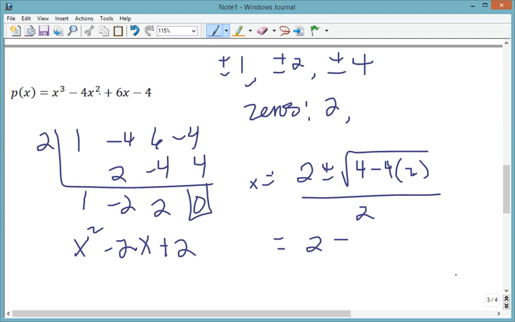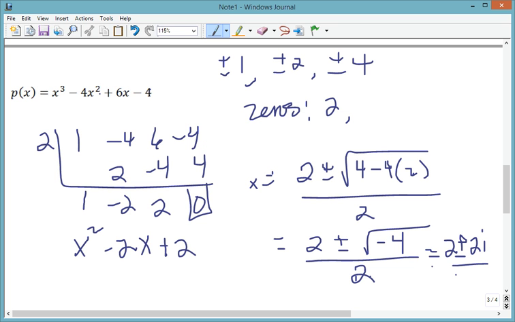Okay, so we have 2 plus or minus the square root. This would be 8. So 4 minus 8, so that would be negative 4, over 2. And that's going to be 2 plus or minus 2i over 2. So my two answers are 1 plus i and 1 minus i. Okay, those are my other two zeros.